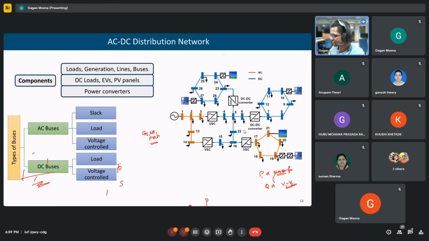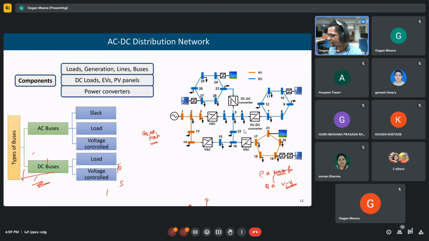And at PV buses, P and V are specified because PV buses are generation buses, and they have two controls. They have governor control as well as automatic voltage regulator, AVR. So they are able to regulate their voltage as well as the input P. So P and V we can assume are specified, and we have to calculate Q and delta at PV buses. So these three types of buses are there for the AC system.